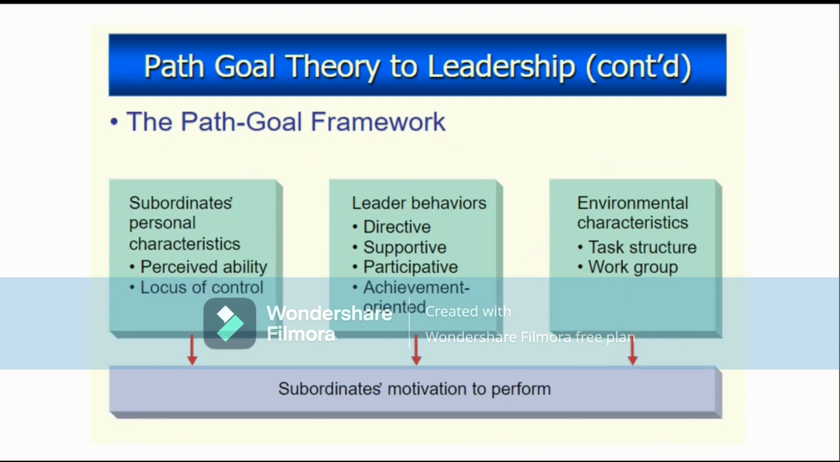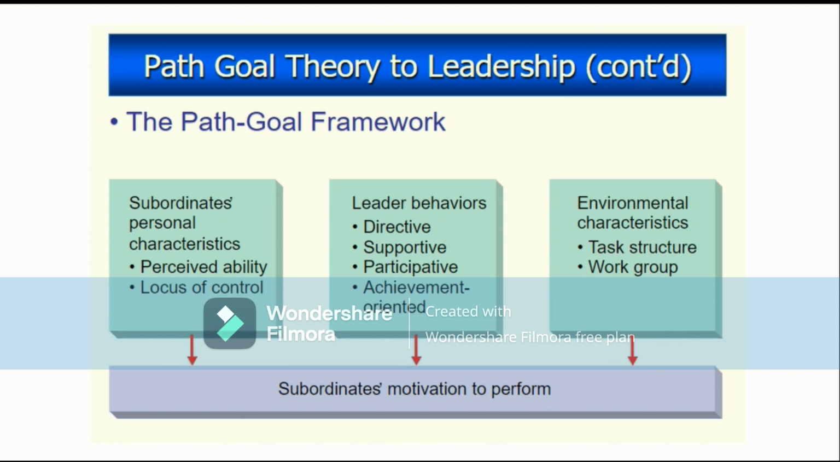This is the framework of path-goal theory of leadership. Have a look at this. The subordinates' personal characteristics are perceived ability and locus of control. Earlier, we have studied the internal locus of control and the external locus of control. Leadership behaviors are the directive style, supportive style, participative, and achievement oriented. The environmental characteristics are task oriented or group oriented. And all this will lead to subordinates' motivation to perform.